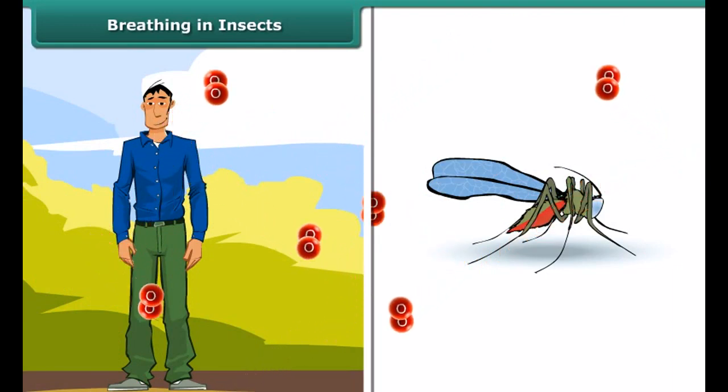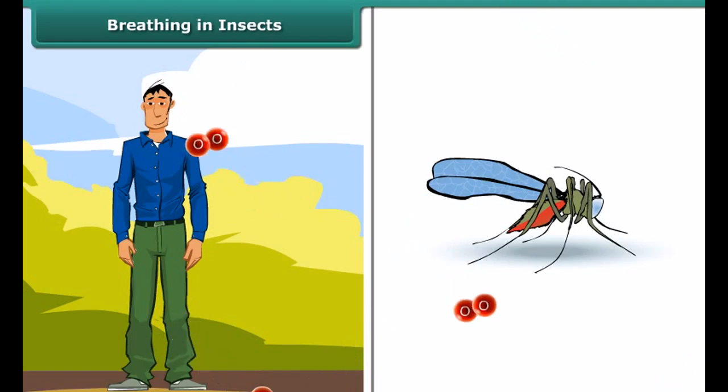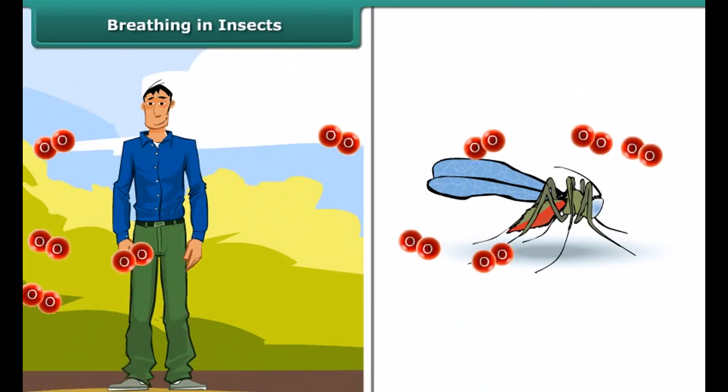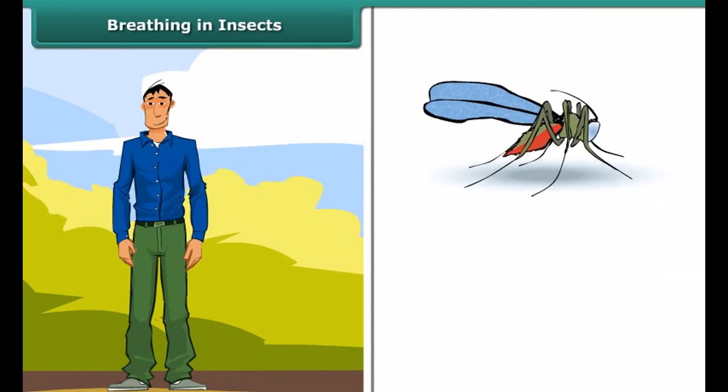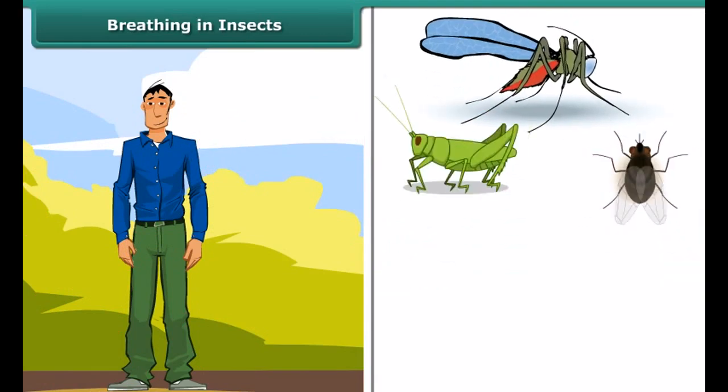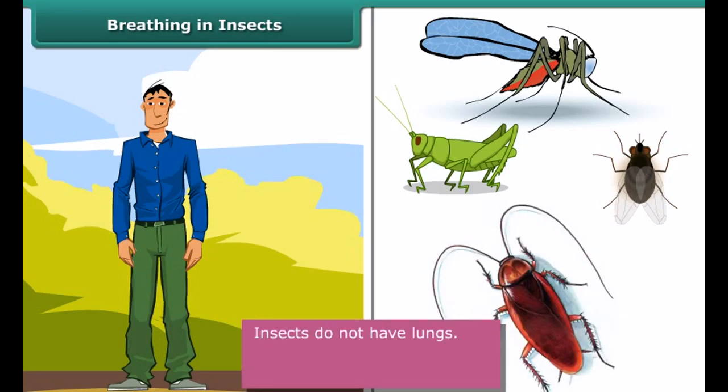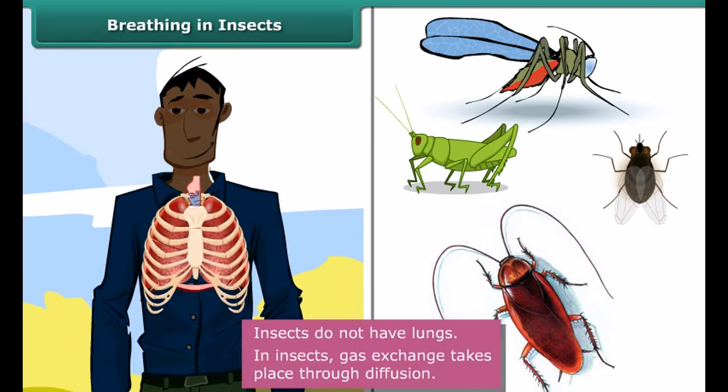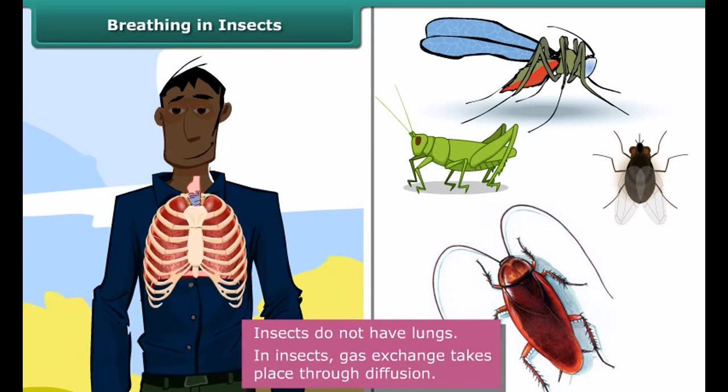Again, like human beings, they produce carbon dioxide as a waste product. But unlike human beings, insects like grasshoppers, houseflies, cockroaches, etc. do not have lungs. The process by which gas exchange takes place in insects is known as diffusion.